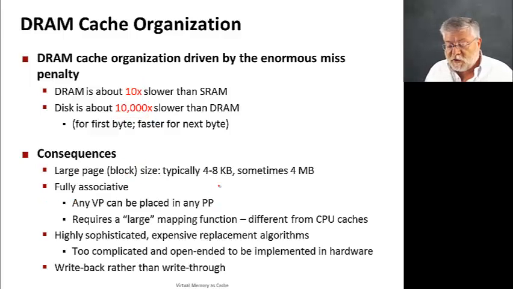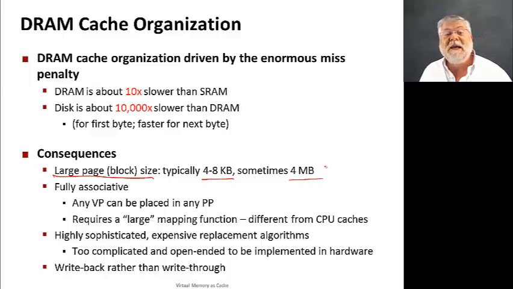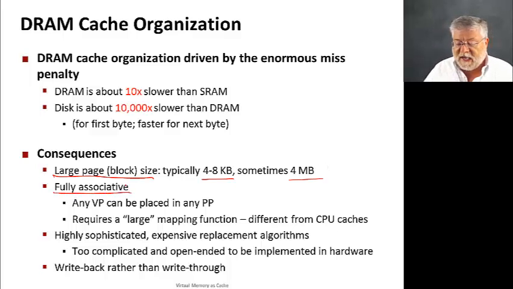Okay, so in the case of virtual memory, we're going to see that our page size is much larger. The block size is much larger, typically 4 to 8 kilobytes, could even be as high as megabytes. Another thing that we're going to do is make the cache fully associative. In other words, we're not going to worry about direct mapped caches or set associative caches. We're just going to make it fully associative, and that way we can place any virtual page in any physical page.